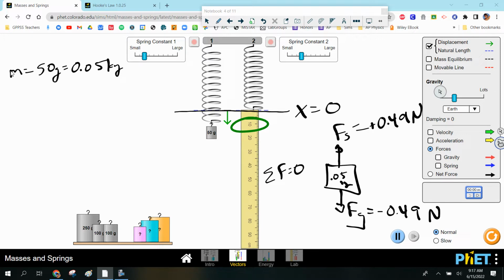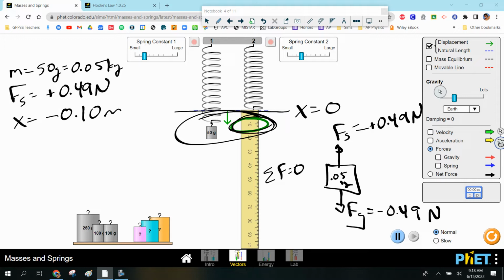So as long as your object is in what we call equilibrium, as long as it's not moving, then your acceleration is 0, your net force is 0, and so the force of your spring equals the force of gravity. All right? So here what we've got is that the force of our spring is positive 0.49 newtons, and the simulation is showing us that the x value is negative 0.10 meters. Negative because it stretched downwards, right?